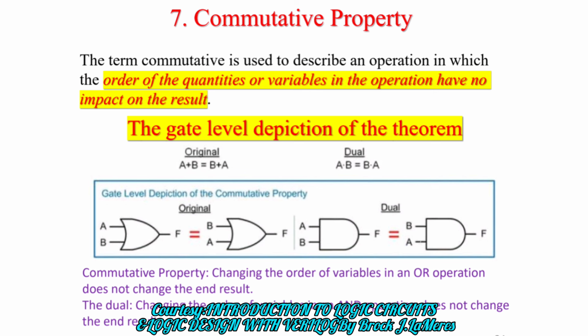Commutative property. The term commutative is used to describe an operation in which the order of the quantities or variables in the operation have no impact on the result. That is, if the original equation is a plus b, then even if we are writing it as b plus a, it has no impact on the result. So its dual is a into b equal to b into a.